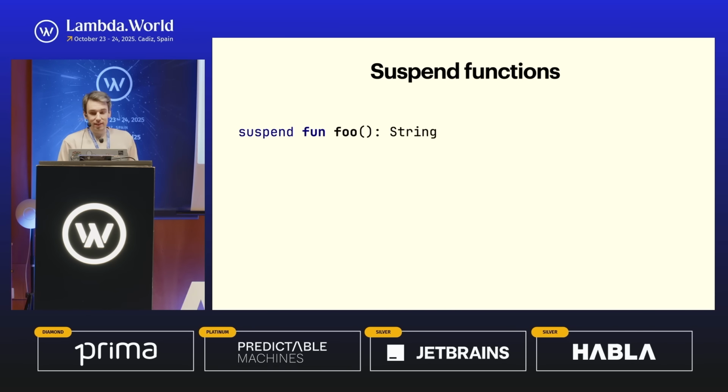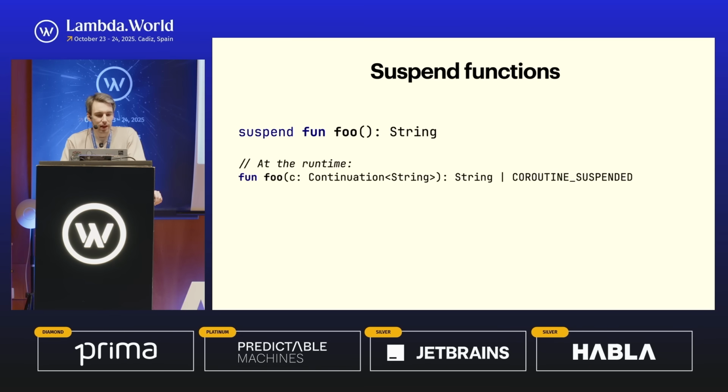Suspend functions are our way to do concurrency in Kotlin. And at runtime, if we take a look at this function, we can see that it takes an additional parameter in the form of a continuation. And now it returns not just a string, but a string or a marker that a specific coroutine was suspended.